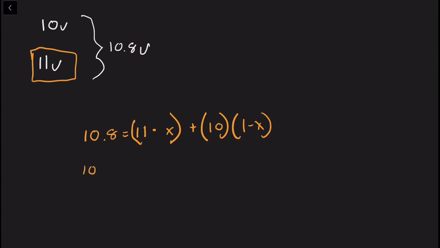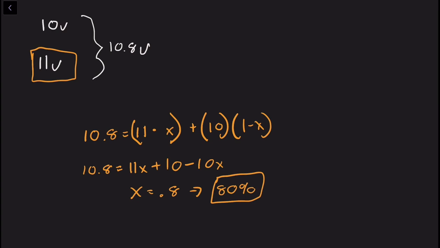Now we're going to end up with 10.8 equals 11x plus 10 minus 10x. When we add our like terms, we're going to end up with x equals 0.8. We did our 11x minus 10x, and then we moved our regular 10 to the other side. So x is 0.8. And if you remember in our formula, this is going to be the decimal form of our percentage. So isotope 11 makes up 80% of the total.